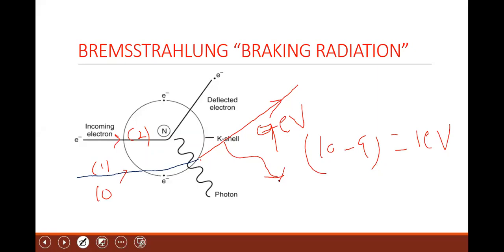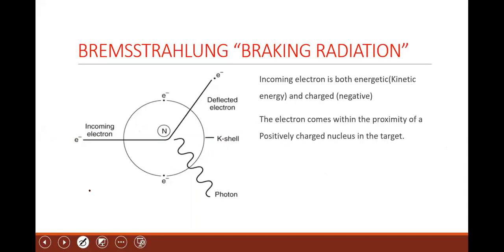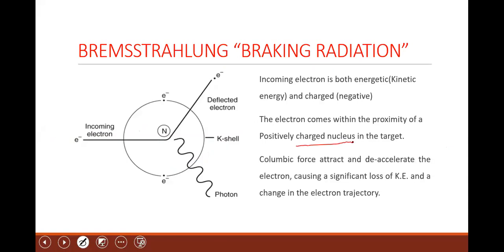Now, I think the time will go short. The incoming electron is both energetic and charged. When the electron comes within the proximity of the positive charged nucleus in the target, it will get deflected. Why is it deflected here? It experiences a Coulomb force. Whatever the loss of kinetic energy is, that appears as the X-ray energy.